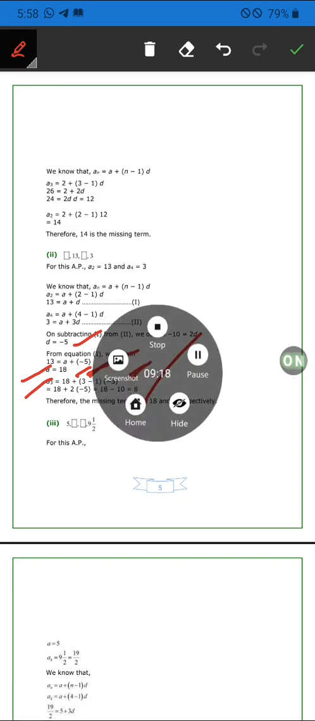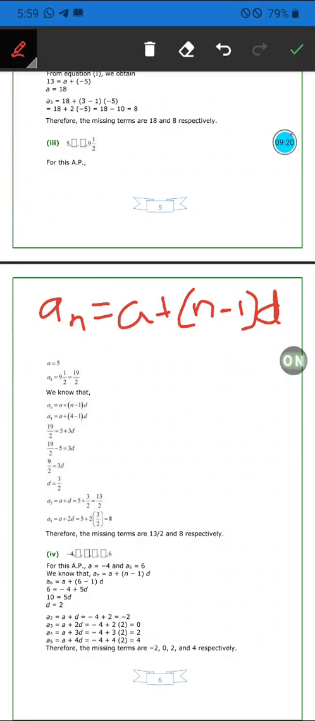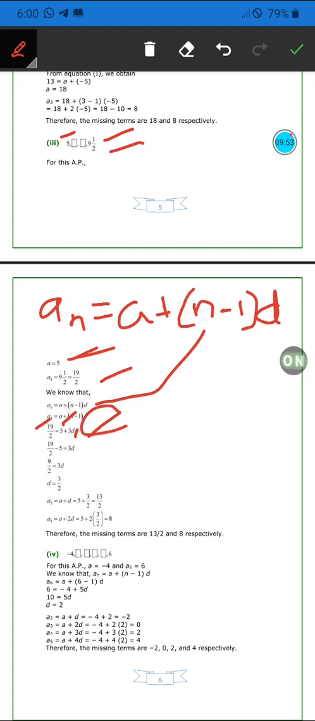In the third question, A is given here. A is 5. A4 is 9 by 2. For the same formula, An equal to A plus (n minus 1) into D. So what is n here? In A4, n is 4. A value is 5. n is 4 now, so 4 minus 1 becomes 3. D as it is, we don't know D, so write it as it is. After solving this, we can easily get D equal to 3 by 2.